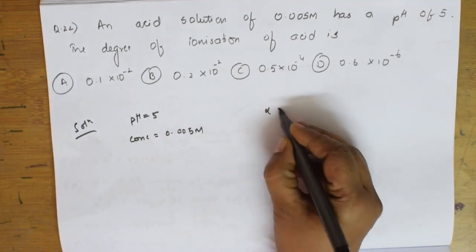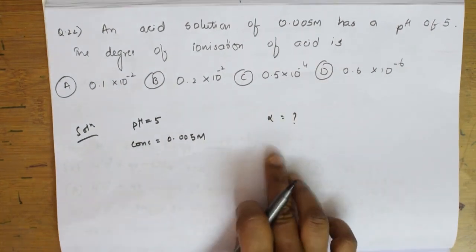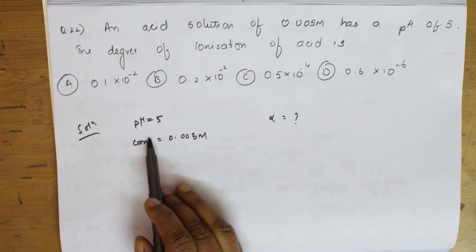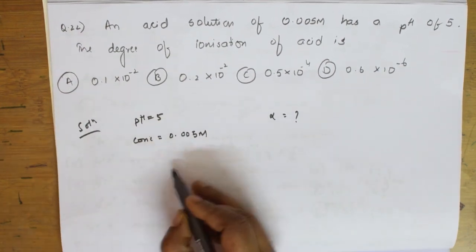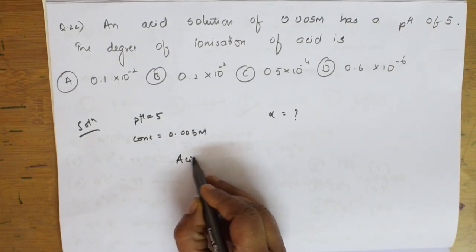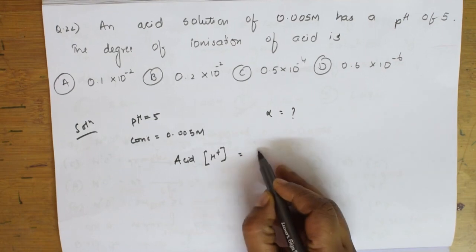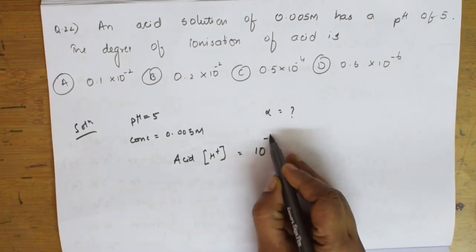And what should I find out? I have to find out alpha, that is your degree of ionization. Alpha is degree of ionization, isn't it? Right. So basically when pH is given to us, let us write the formula. This is the easiest way to do. Basically acid, that is your H plus concentration. What is H plus concentration? It is equal to 10 raised to the power of negative pH.